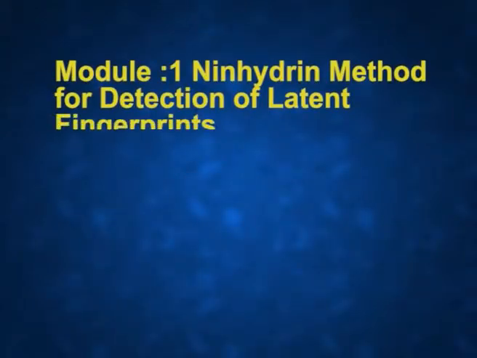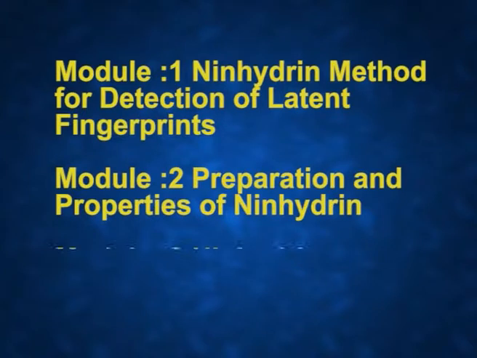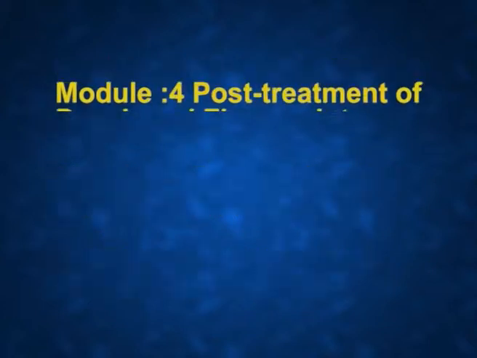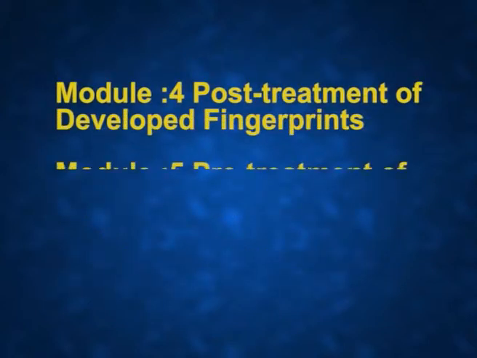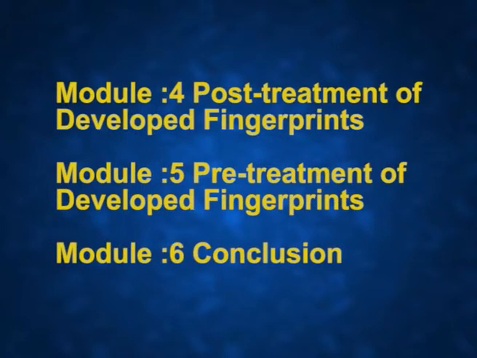So, let's start today's lecture with a brief look at the modules which we will be learning today. First is Ninhydrin method for detection of latent fingerprints. Next, preparation and properties of Ninhydrin. Then third, we have Ninhydrin as a fingerprint reagent. Fourth module is of post-treatment of developed fingerprints. Module fifth is for pre-treatment of developed fingerprints, and lastly we have the conclusion.